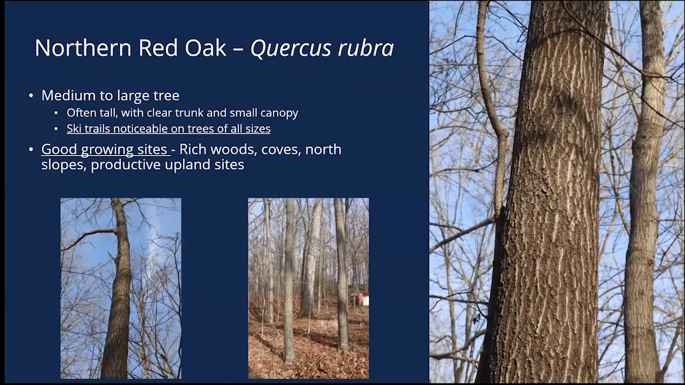Northern red oak is a medium to a large tree. It often has a clear, tall trunk and a relatively small canopy. You can look up into the tree and you can see those noticeable ski trails on any size of tree, even the larger ones. So to me, that's the most important characteristic for picking this one out. The other thing is this is probably the red oak that grows in some of the higher productivity sites. So you'll see this one in rich woods, coves, north slopes, productive upland sites. Sites that have better soils, you'll tend to see northern red oak as compared to some of the other upland red oaks that we have around.